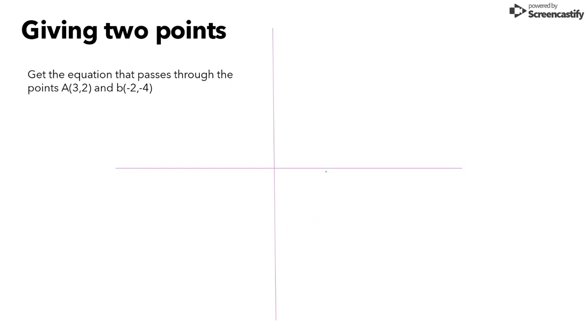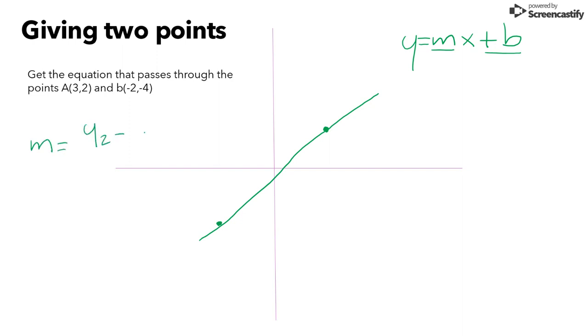This is a classic example too, and it's very common to find it. For example, if I have A equals (3, 2), maybe is here, and B equals (-2, -4), maybe is here, and I need to find the equation of this line. It's very easy. Remember, when you are looking for the equation of a line, you need two parameters. The slope, that is m, and the y-intercept, that is b. Then, how am I going to get m?